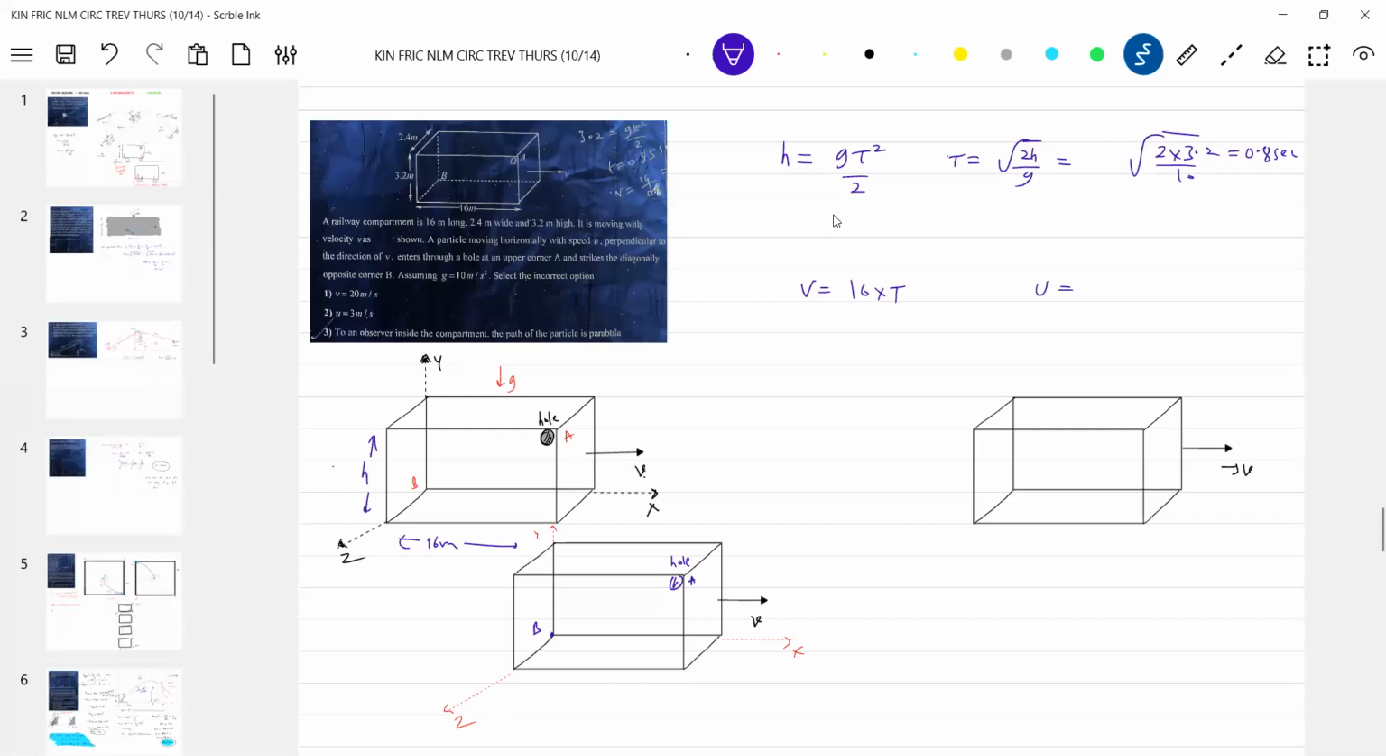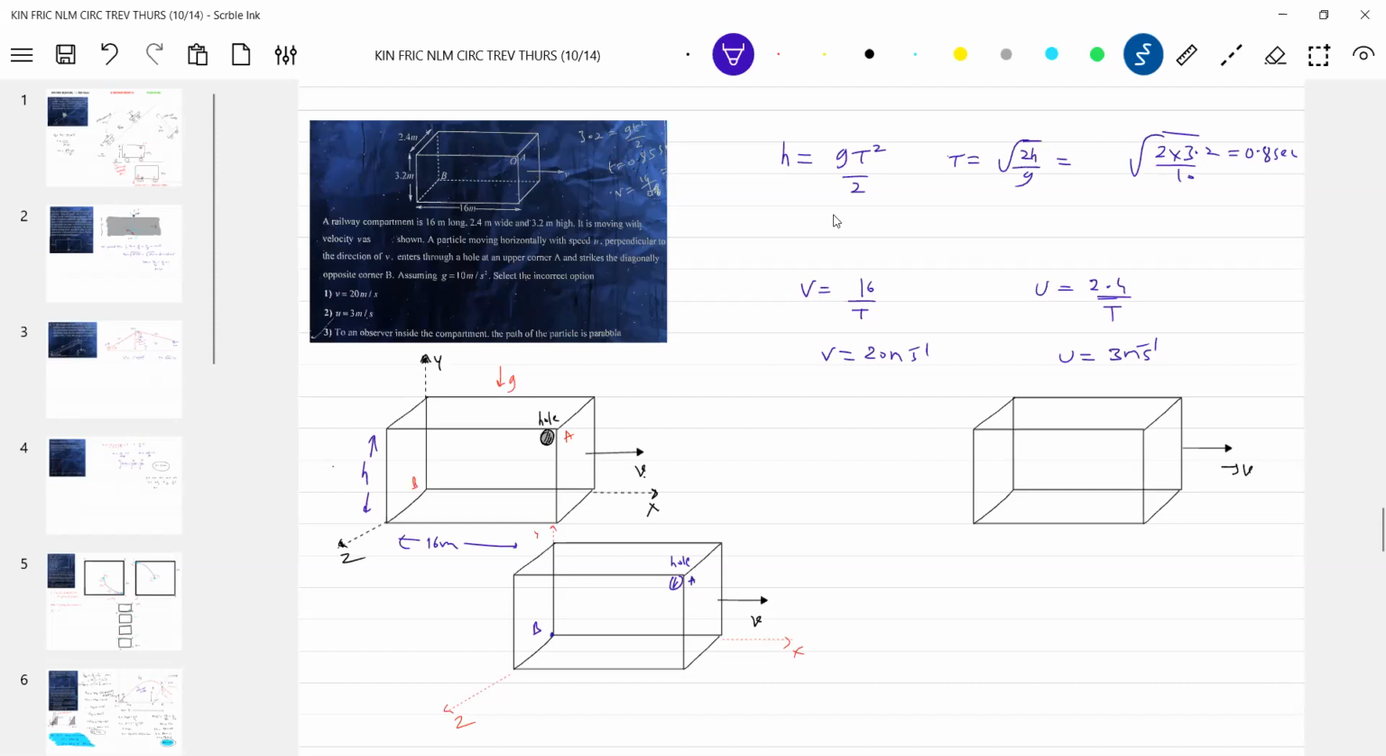What is the speed of the ball? Speed of the ball along, Vt is equal to 16. V equal to 16 by T, and the speed of the ball will be 2.4 by T. Problem over. Okay, I'll get V. V will be 20. U is 3 meter. Fine. Now we can pick up V and U.